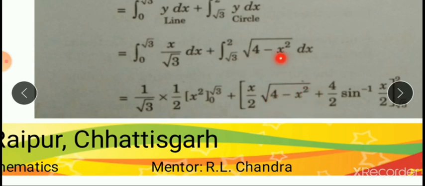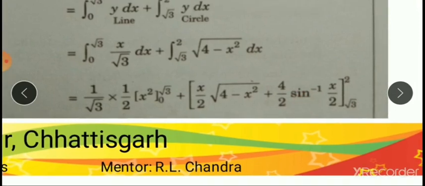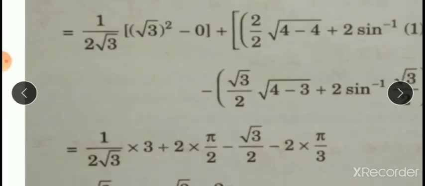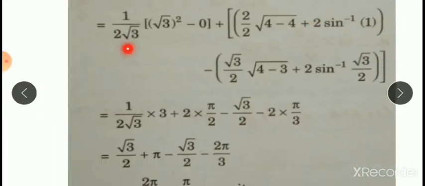We have to use the formula. Its integration is x by 2 root a square minus x square, where a square means 4, that is 2 square, plus a square by 2 sin inverse x upon a. Limit is root 3 to 2. Substitute the limit and do the calculation. That is 1 upon 2 root 3, root 3 square minus 0. Substitute upper limit minus lower limit.